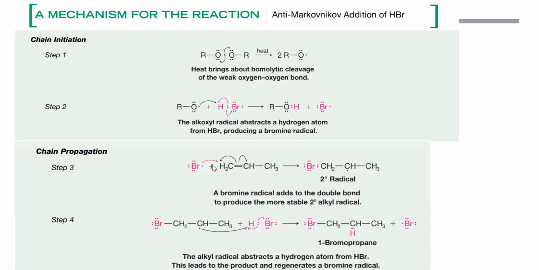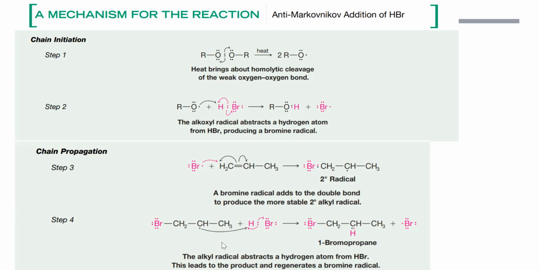Once you have your bromine radical, it forms a bond with the carbon containing the double bond. It's a homolytic bond formation, using one electron from the pi bond. You get your Br bonded to the carbon, and one of the carbons will have the unpaired electron, while the other electron is used to form the bond here. So you have your radical here. This is a 2-degree radical.